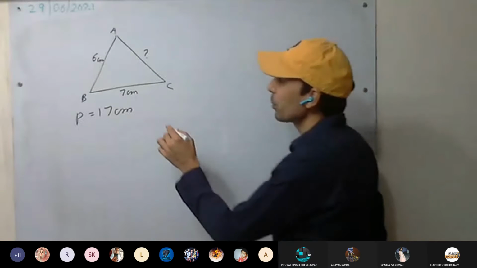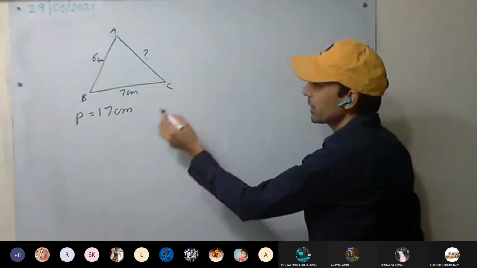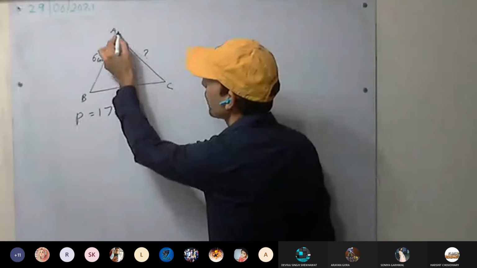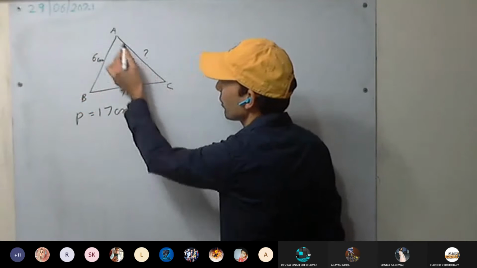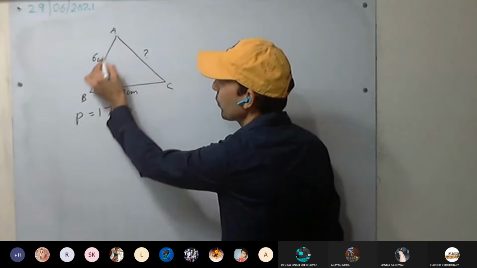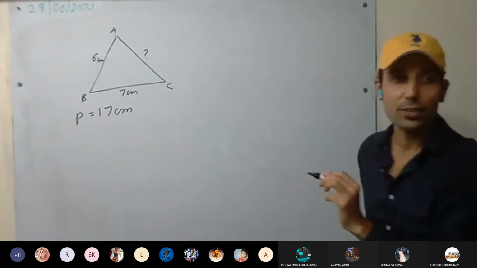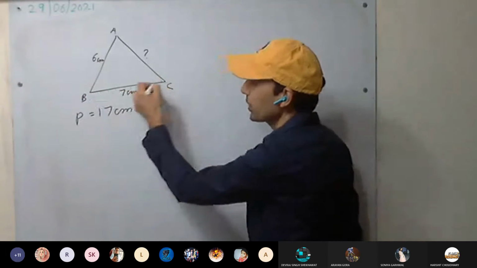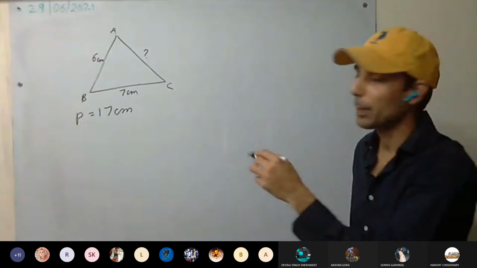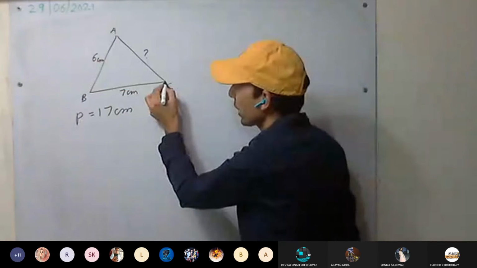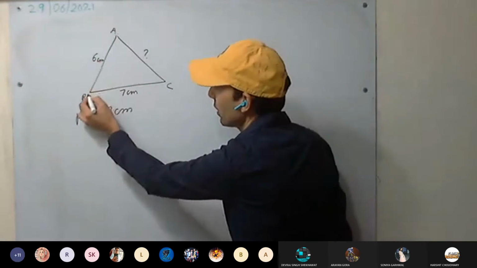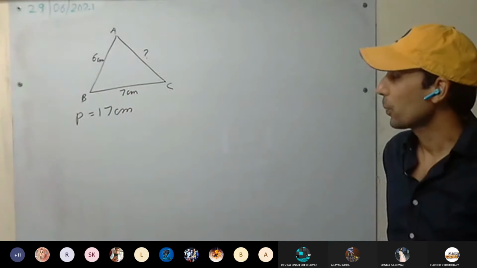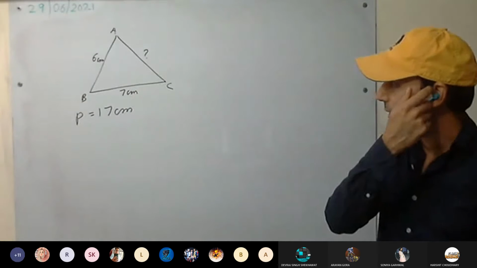See, perimeter means boundary. If you start from here, how much distance you will cover coming back to the same point. That means the sum of all the sides. Understood this one? In a triangle, the sum of all the three sides will give us the perimeter. So perimeter is given as 17 centimeter.